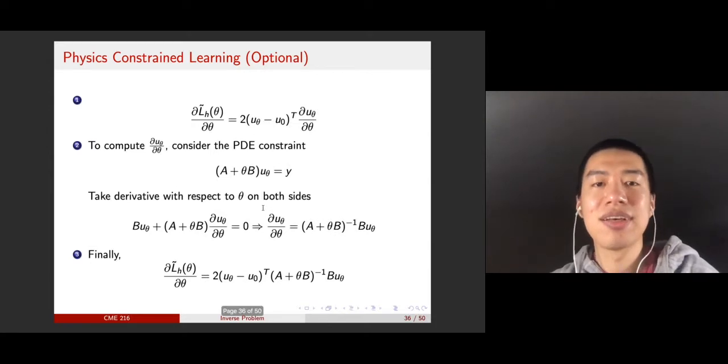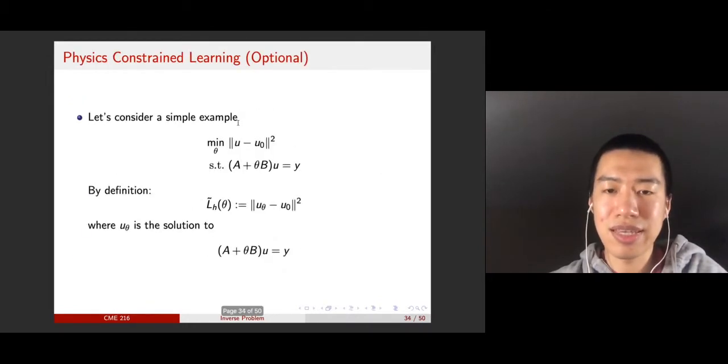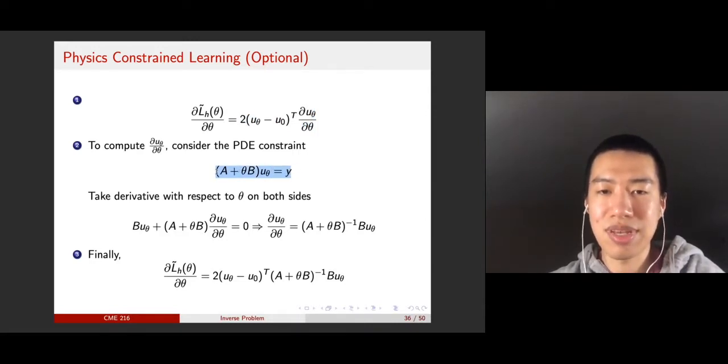Yes, we can. This is done by first taking the derivative of L tilde with respect to theta. Because L tilde is just the square, you have this formula, and you have U theta minus U naught, and you also need to compute this term. To compute this term, you need to go back to the PDE constraint optimization problem. This is the PDE constraint, and we compute the U theta out of this formula.